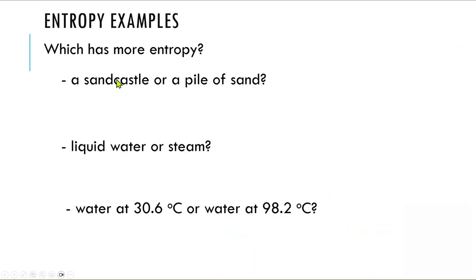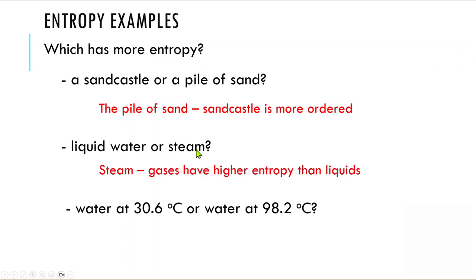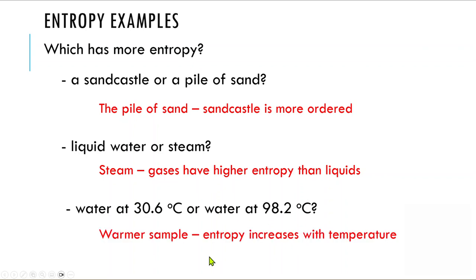All right, so which has more entropy, a sandcastle or a pile of sand? To answer this question, you just got to think about which structure is more ordered or less random. Obviously, the pile of sand is more random. The sandcastle is an organized order of those sand particles, so the pile of sand has more entropy. Liquid water versus steam, well, gases always have more entropy, so steam will have more entropy. And finally, cool water versus warm water, well, as you increase temperature, entropy also increases, so the warmer sample.